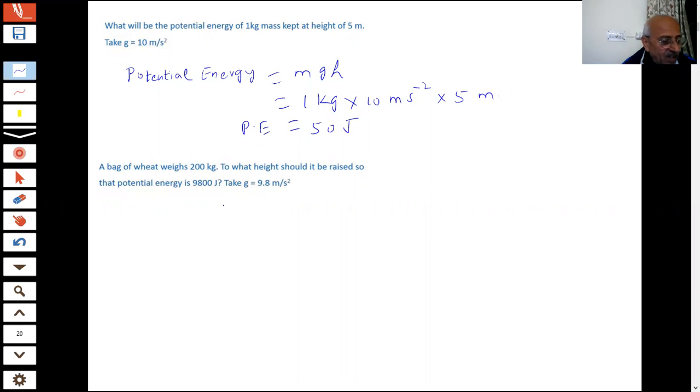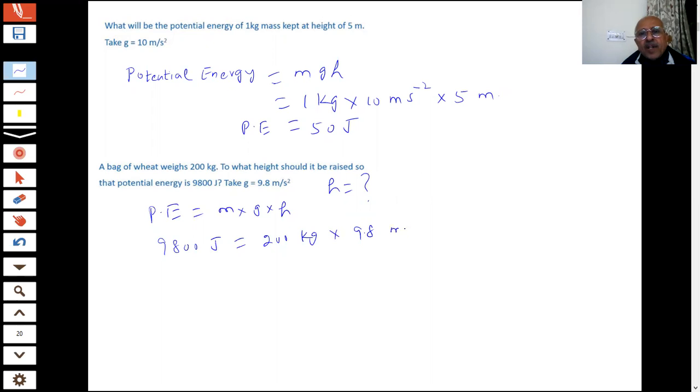How much? 5 meter. Okay. So 5 meter, students. Potential energy is equal to m into g into h. Height we have to calculate. This is 9800 joules, student. Mass is 200 kg, 9.8 meter second inverse into height. So this is our kilogram meter square second inverse, student. So that is our joule.